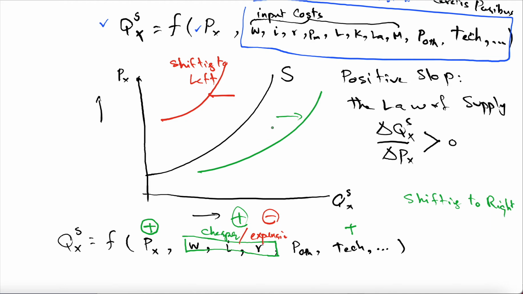Technological improvement is causing this. If inputs become cheaper, this may cause a shift right, and if input prices rise, or technology degrades, it's going to be negative. Usually with technology we are talking about a better technology.